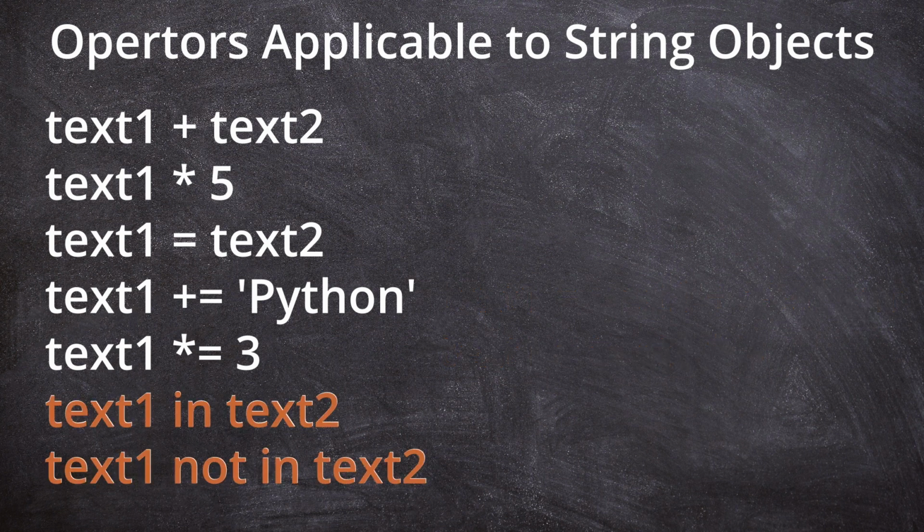If we need to test whether a string contains some other string, we can use the logical operators in and not in. In both examples, the result is a Boolean object, which we'll explain in a moment. The result always returns true or false, depending on how the assertion is evaluated.